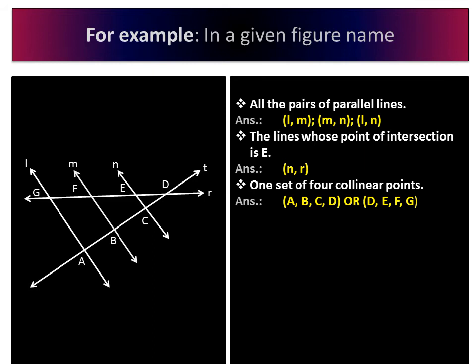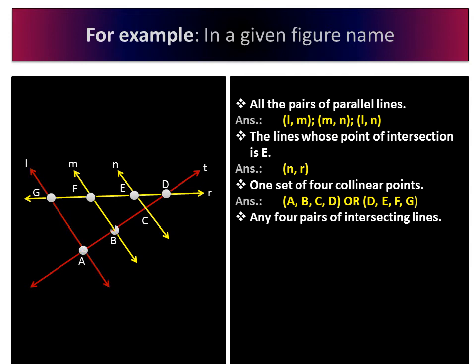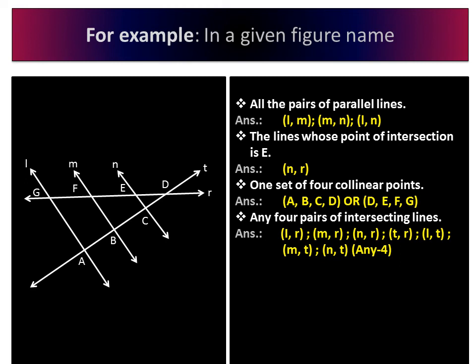Okay. For the next question, in a given figure, name any four pairs of intersecting lines. Let's recall intersecting lines. Two lines in a plane which cut each other at one point are called intersecting lines. So in this figure, lines L and R, lines M and R, then lines N and R, then lines T and R, then lines L and T, then lines M and T, and then lines N and T. Okay, so you can write any four pairs of intersecting lines.